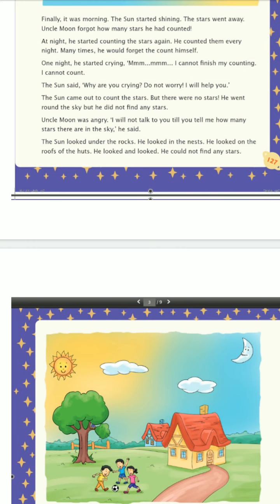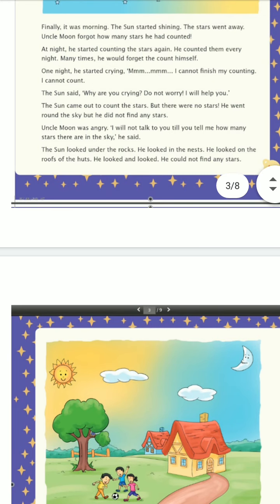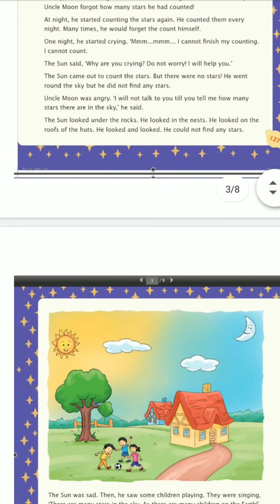He went round the sky, but he did not find any stars. The sun wanted to find the stars, to count the stars for the moon, but he was unable to count them. Why? Because when he came out, he took a round of the sky, but he did not find the stars anywhere. Why? Because it was daylight, and in the daylight, the stars are not present in the sky.